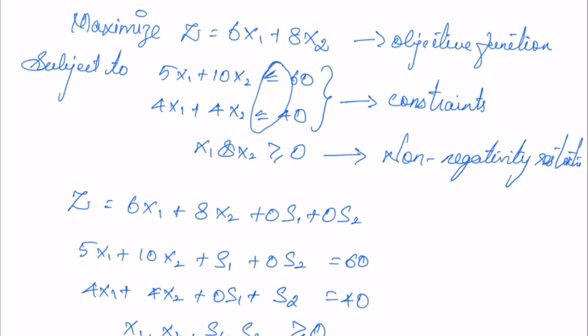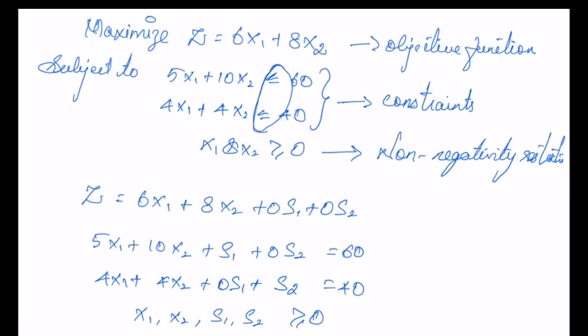When the standard form has less than or equal to type and we add the basic variable such that in one constraint the coefficient of a basic variable is 1, in all the other constraints its coefficient is 0. In the first constraint the coefficient of s1 is 1 and in the next constraint the coefficient of s1 is 0. And in the second constraint the coefficient of s2 is 1 and in all the other constraints the coefficient of s2 is 0. Therefore this can be called as canonical form.